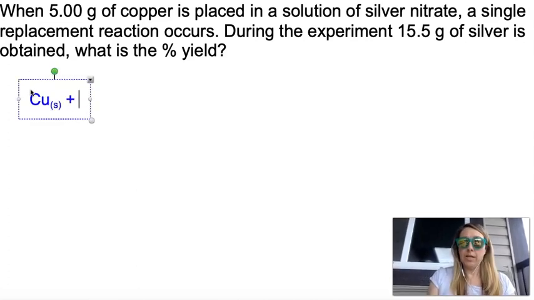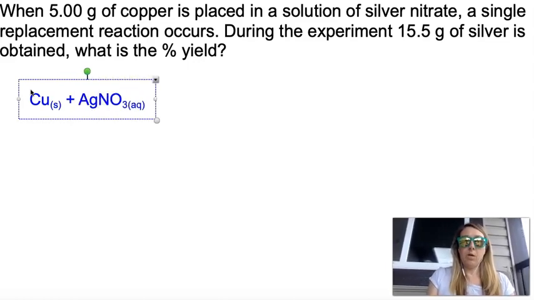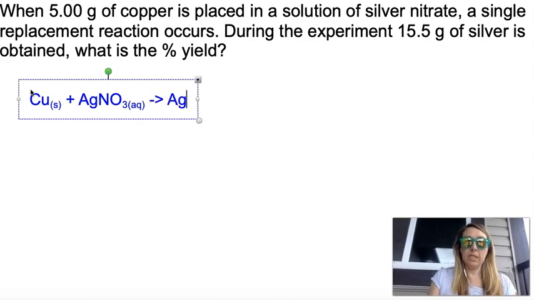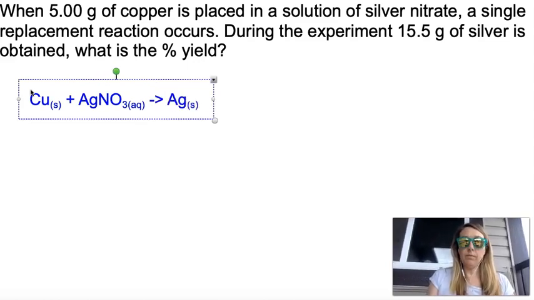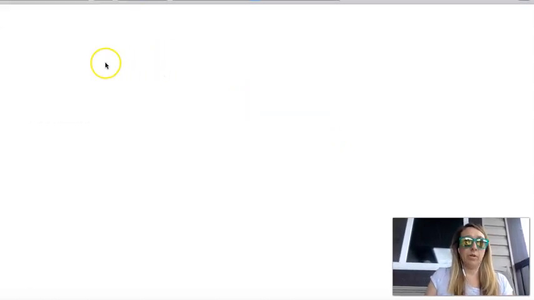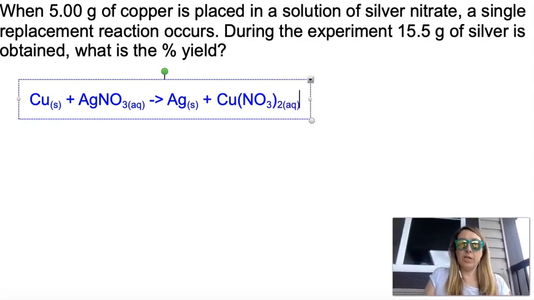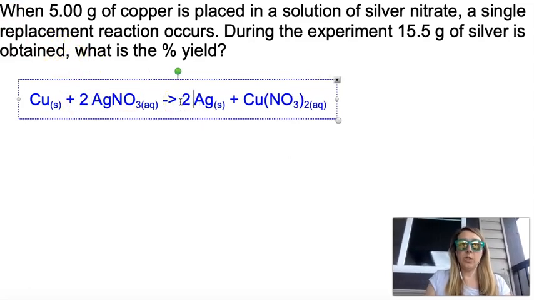So we have copper being placed in a solution of silver nitrate. Okay, we have a single replacement, so we are going to make silver and copper 2 nitrate. Okay, and copper 2, because when we're not told what the charge is, copper 2 nitrate was what I was trying to say. And this is going to be aqueous. So balancing wise, we need a 2 and we need a 2.